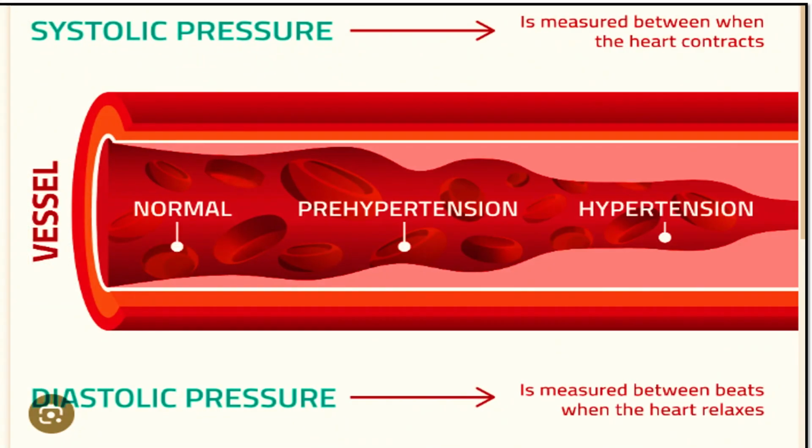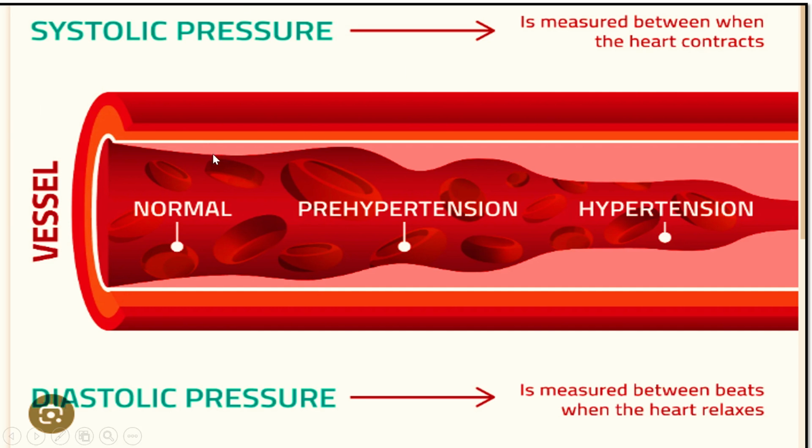As you can see in the blood vessel, the systolic pressure happens when the heart contracts, and the diastolic pressure happens when the heart relaxes. These are the two basic things we have to know when studying hypertension. When this pressure increases, hypertension happens.